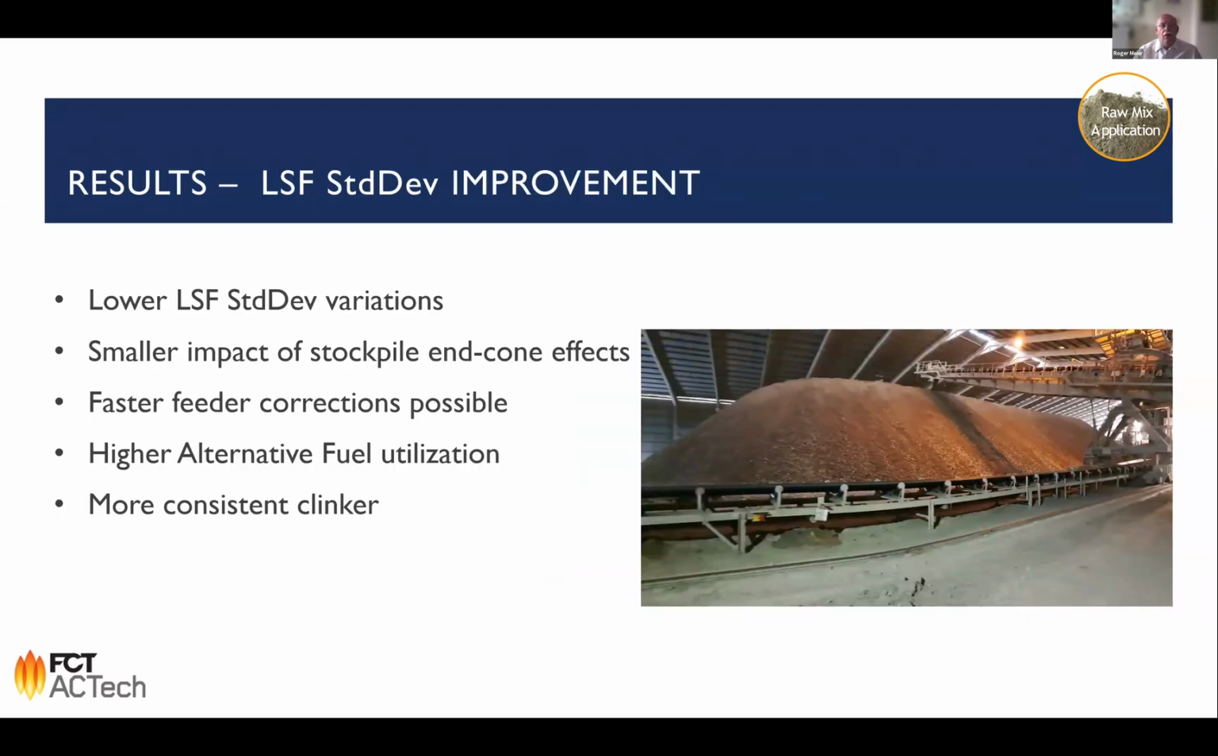So you see, by using the analyzer, of course with proper software in the background, you can reduce the LSF standard deviation. You will see smaller impacts of discontinuities like stockpile and cone effects. You can run feeder corrections more dynamically to adapt to different situations in the process. This opens the possibility to use more alternative fuels, and you produce more consistent clinker.